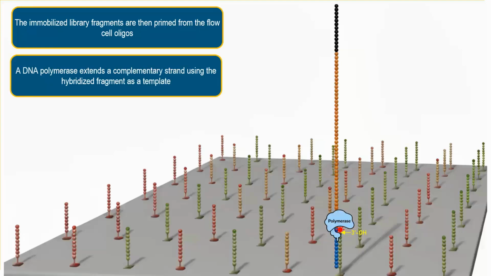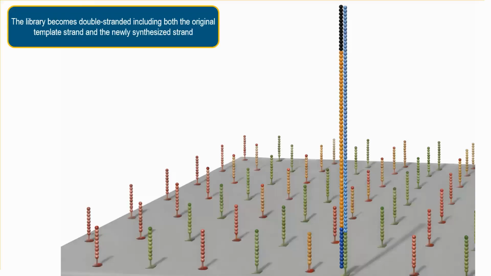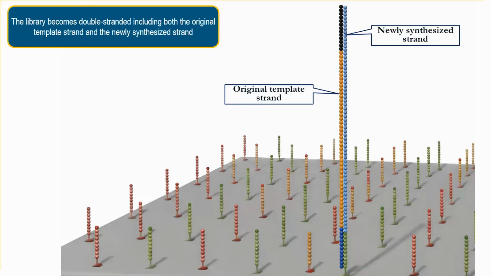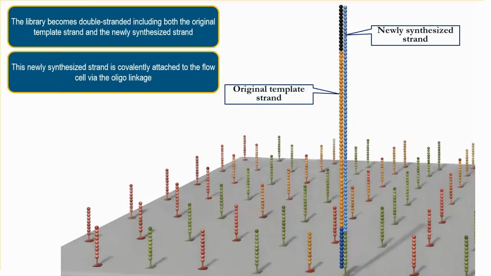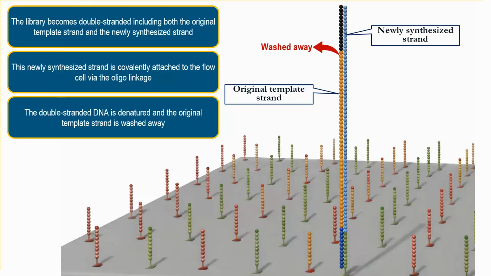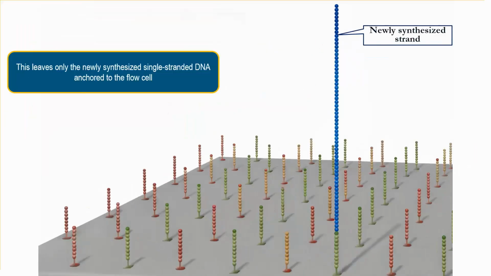A DNA polymerase extends a complementary strand using the hybridized fragment as a template. After extension from the flow cell oligo, the library becomes double-stranded, including both the original template strand and the newly synthesized strand. This newly synthesized strand is covalently attached to the flow cell via the oligo linkage. This completes the first strand synthesis step. Next, the double-stranded DNA is denatured and the original template strand is washed away. This leaves only the newly synthesized single-stranded DNA anchored to the flow cell.